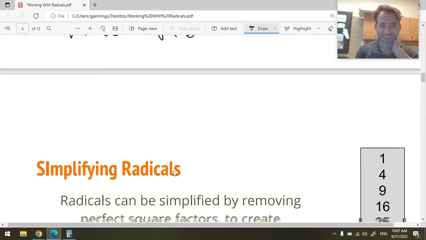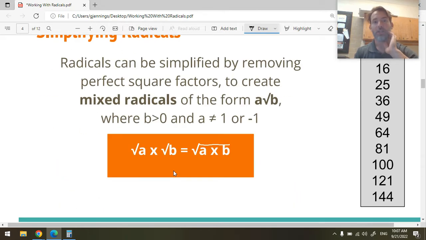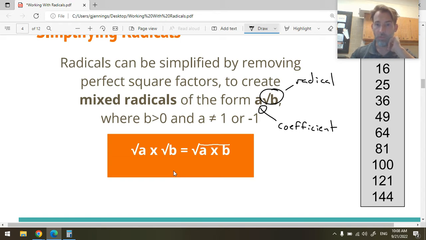Now, let's keep going. Okay, so we can simplify radicals to create what's called mixed radicals of the form a multiplied by the square root of b, when a is not 1 or -1, and b is bigger than 0. Okay, and these are called mixed radicals. The a is the coefficient. The square root of b is the radical. That's the radical. The whole thing is called a mixed radical, and b is the radicand. Not a word we use often.